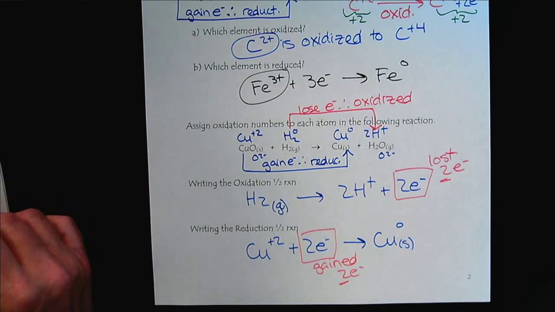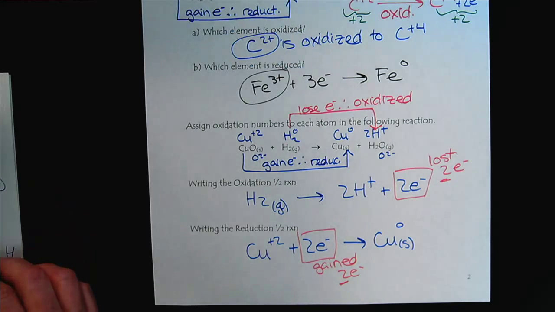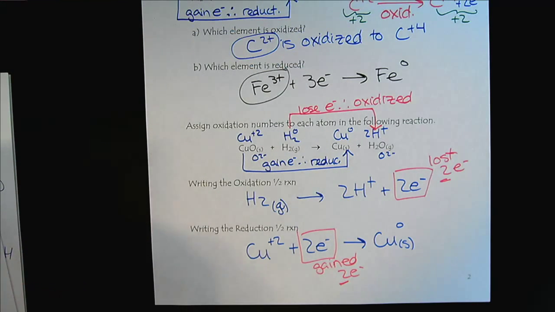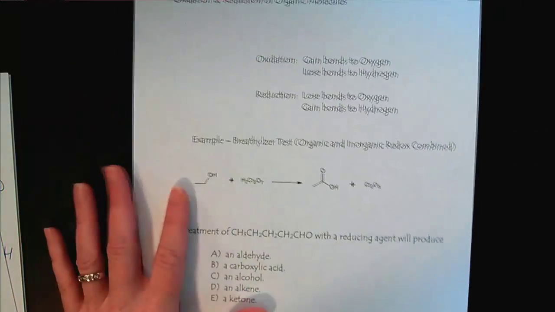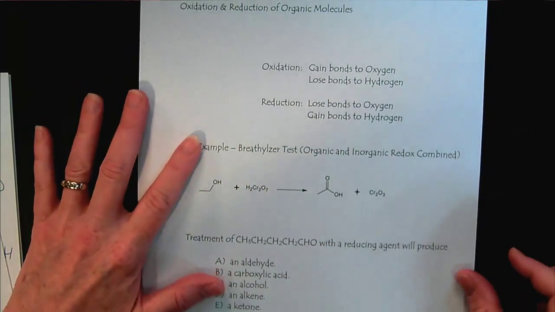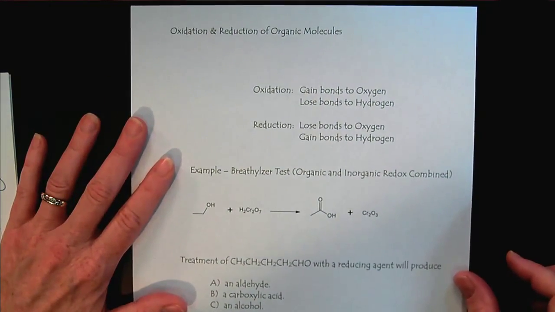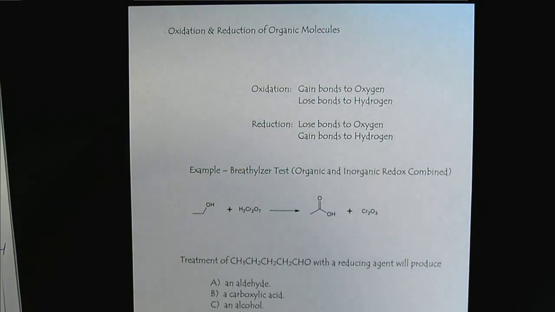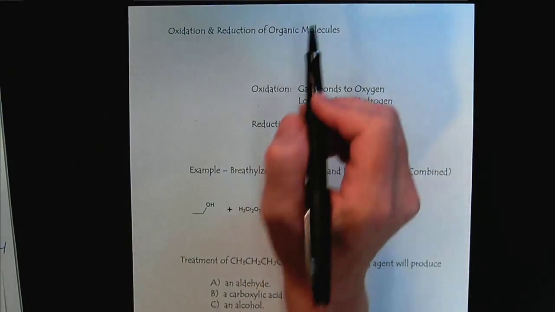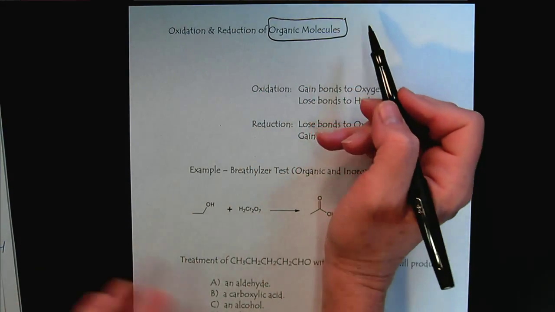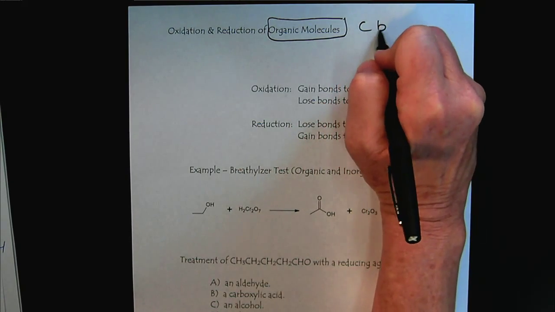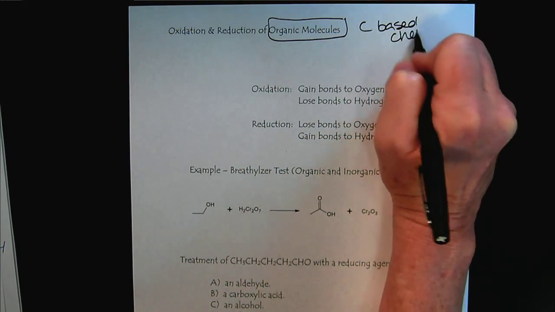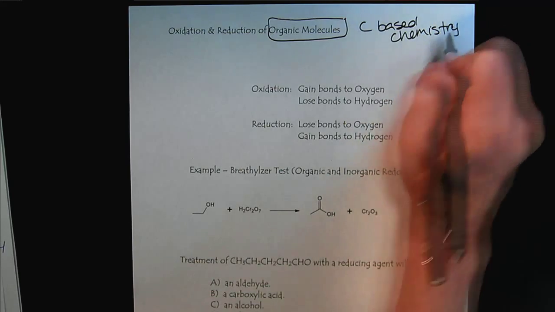Alrighty, so now that we have a good understanding of the oxidation and reduction of inorganic molecules, let's bring in organic molecules. We will use a slightly different criteria here for recognizing oxidation and reduction. While the reactions are described the same way, we will evaluate them differently. When we're looking at organic molecules, this is carbon-based chemistry, so quite naturally, we're going to focus on the carbon.